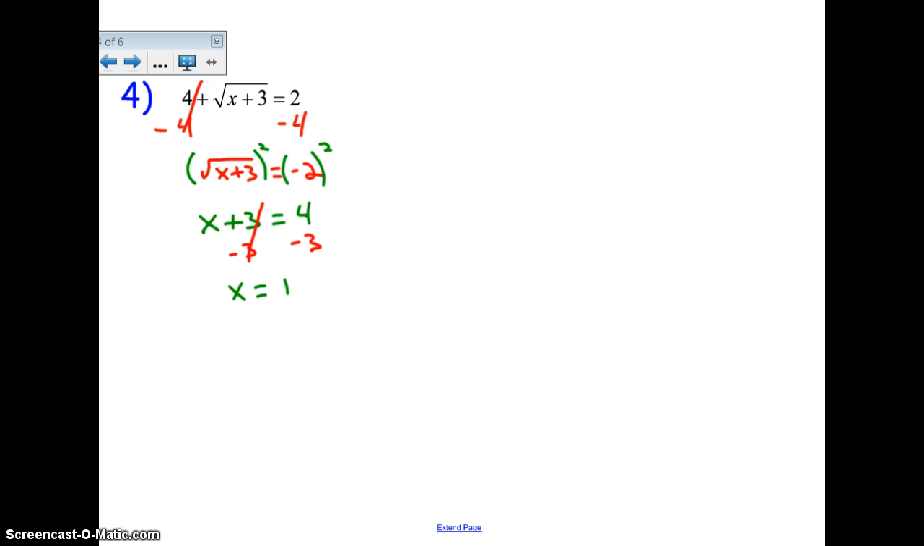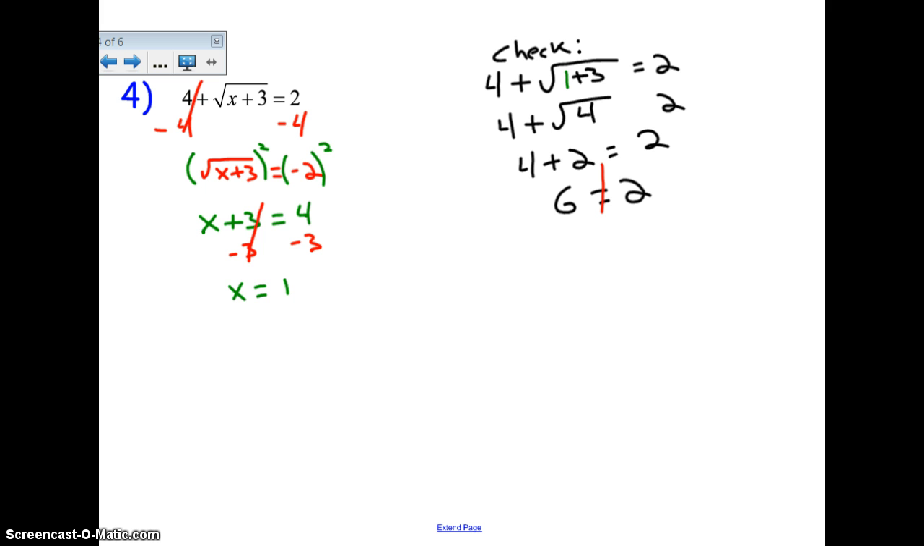So you got x equals 1. But did you remember to check your work? So now go ahead and plug in 1 to your original equation and let's see what happens. As you can see, after checking, you get the statement 6 equals 2, which is false. So x equals 1 is an extraneous solution. So we'll say extraneous.